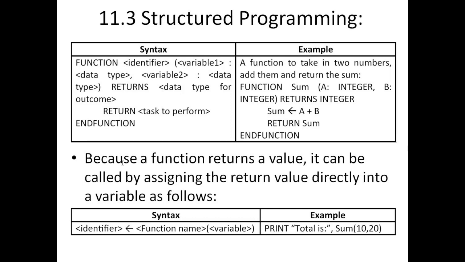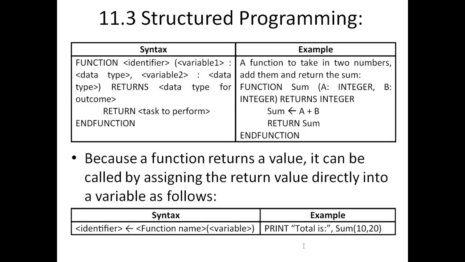Because a function returns a value, it can be called by assigning the value directly into a variable. Always remember, don't use the term call with a function, as functions are supposed to return values. So rather we use them as assignment statements. We write the name of a variable, we apply the assignment operator, then we write the name of the function along with its parameters. For example, something like this: total = sum(10, 20). So what is going to happen on the screen? It would be written "total is", and then the value of sum would be displayed over here.